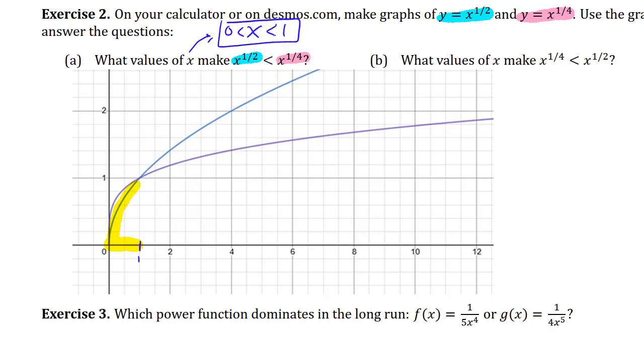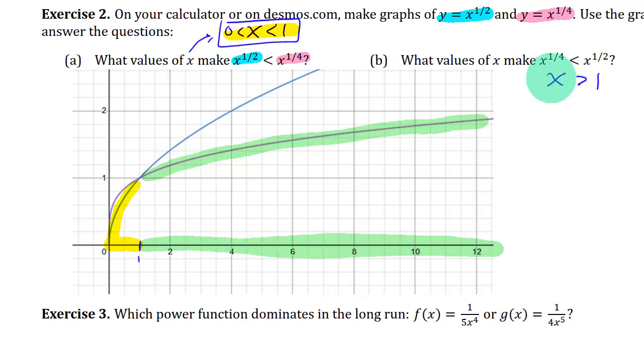And what values of x make x to the 1/4 less? Well, once you get past x equals 1, like over here, suddenly the y coordinates from the purple one are lesser. So the values of x where that works is x greater than 1. That's how you can solve that using the graph: just look to see what values of x make the purple y coordinates less than the blue y coordinates.